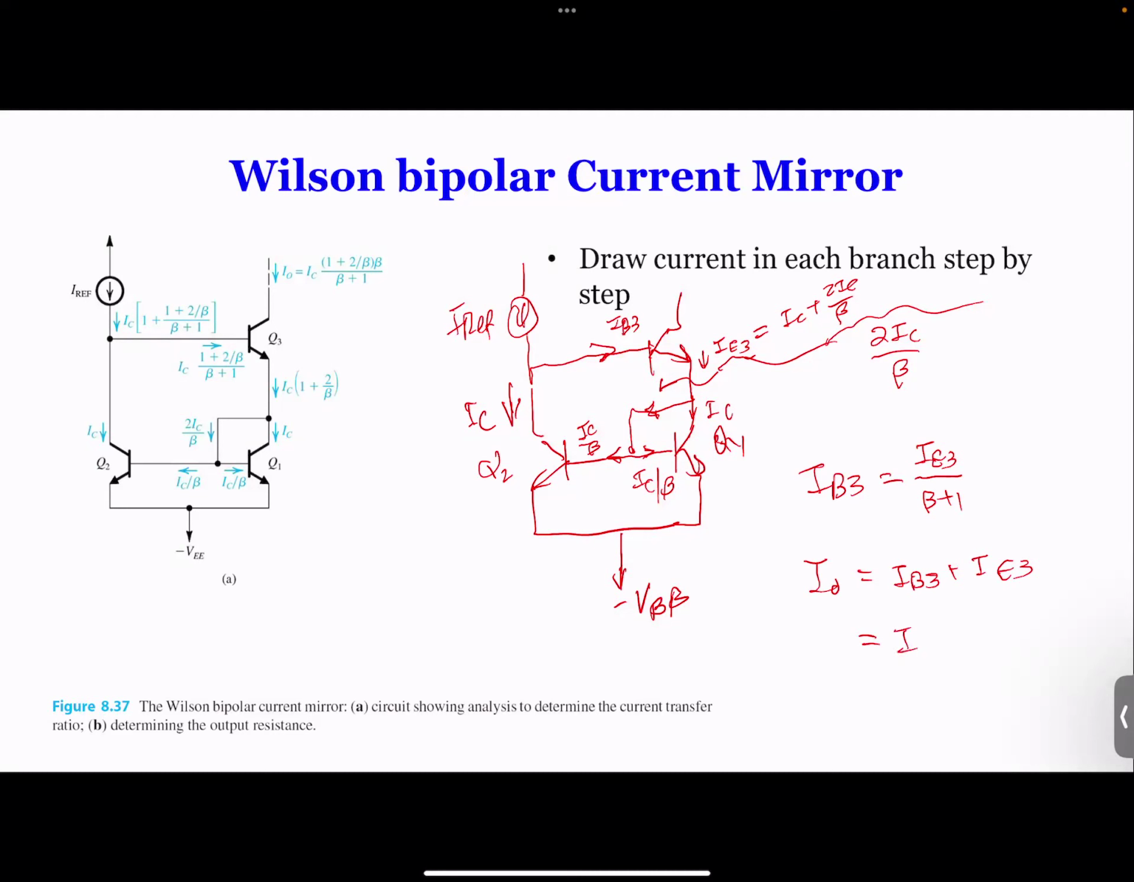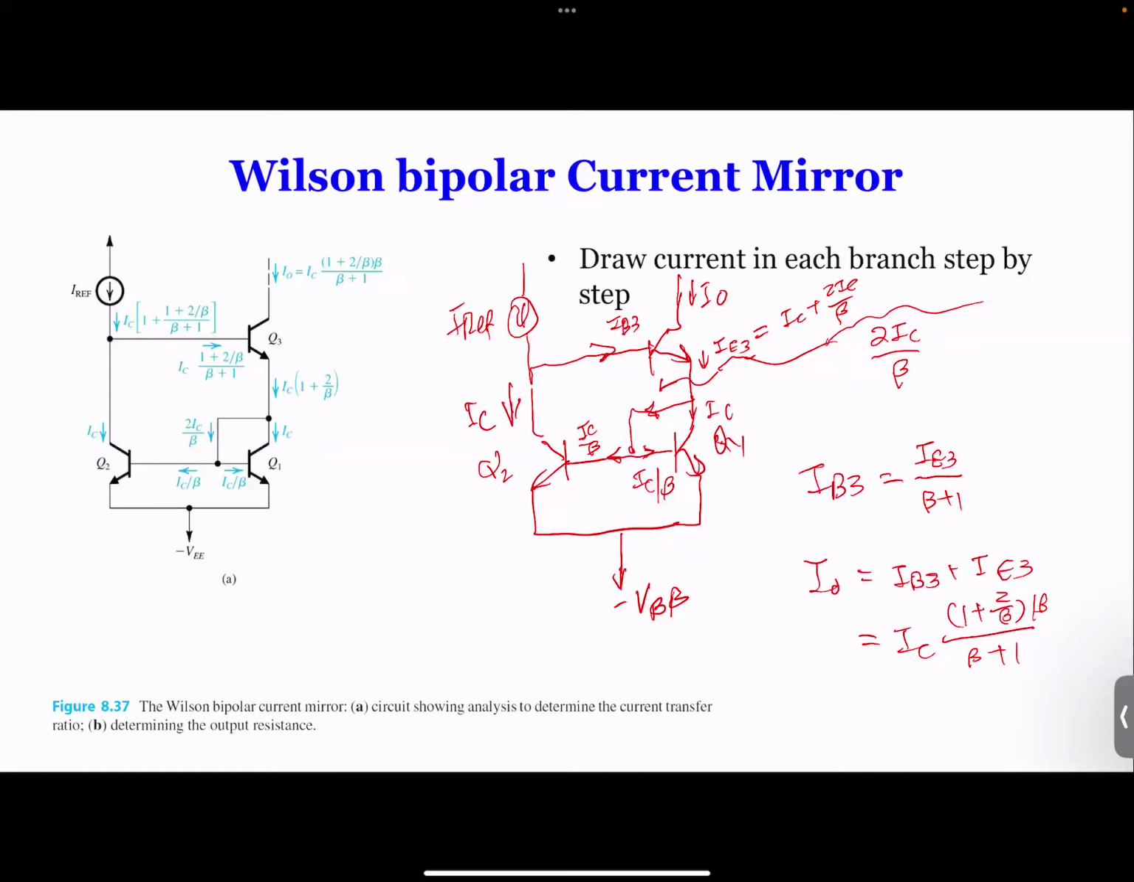It's going to be the equation up over at the top. So IC times 1 plus 2 over beta plus 1. That's how, if we simplify the whole thing, we'll get IO, which is the current over here. So that's really how you can analyze the current.